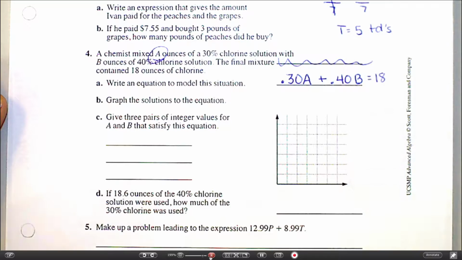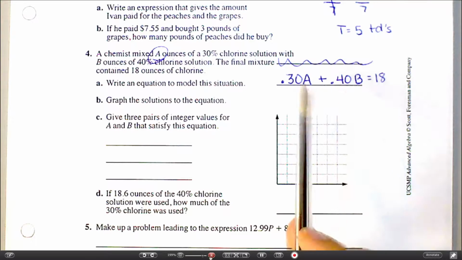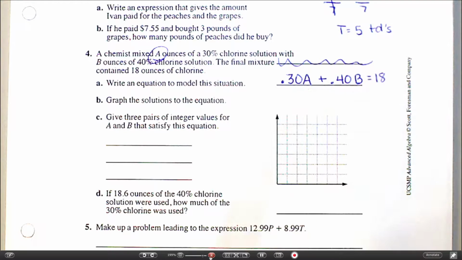Now it says graph the solutions, and I will tell you that you could graph the solutions knowing what you know right now. What you would have to do is either solve this for A or B, which would be like getting it in slope-intercept form, and then graph it that way. Or you could start plugging some random numbers into A and B and make some pairs so you could graph them and connect them to make a line.